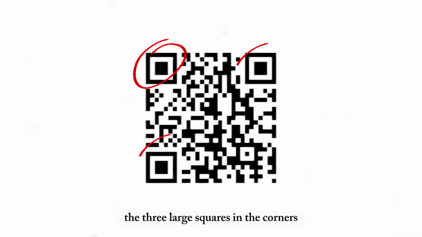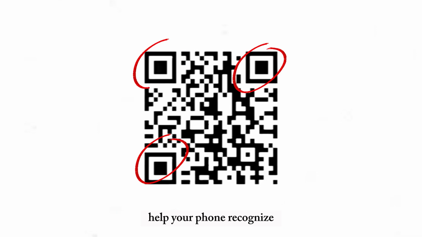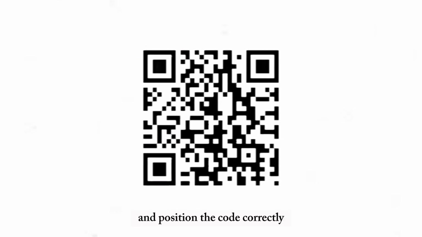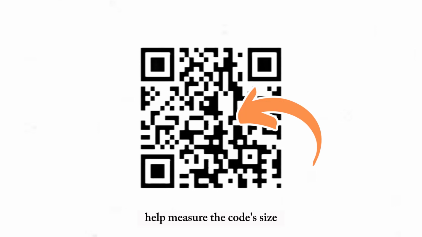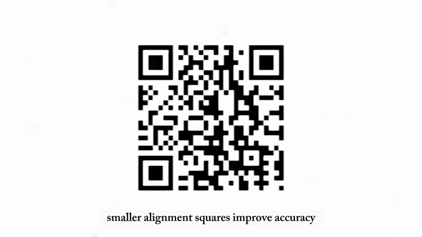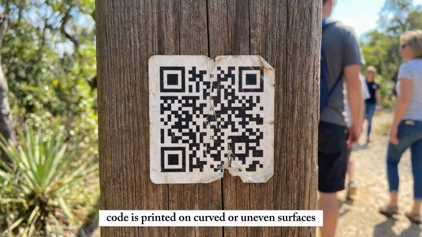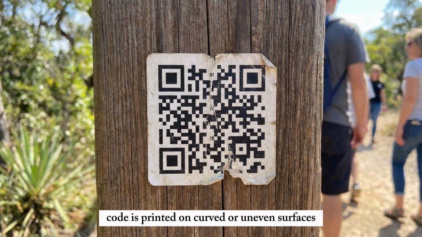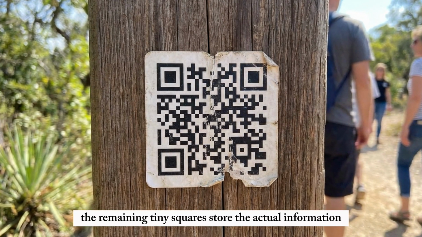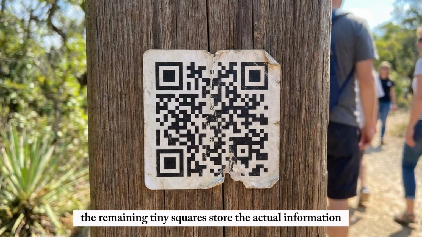Even though a QR code may look like a random mix of squares, every part of it has a job. The three large squares in the corners help your phone recognize and position the code correctly, even if it's tilted. Thin black and white lines between them help measure the code's size. Smaller alignment squares improve accuracy, especially when the code is printed on curved or uneven surfaces. The remaining tiny squares store the actual information.